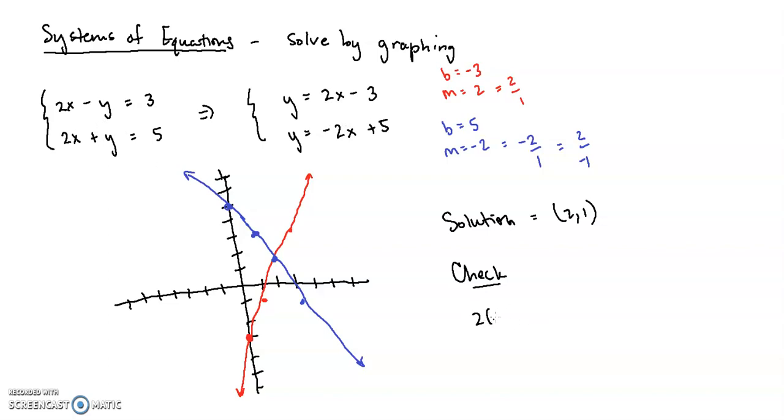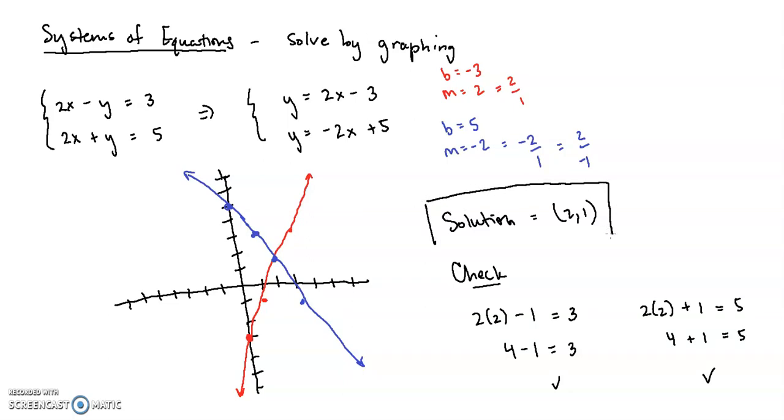So I check the first equation. I plug in 2 for x and 1 for y. That's going to be 4 minus 1 is 3, so that looks good. And we check it in the second equation. I plug in 2 for x and 1 for y, and that also looks good because 4 plus 1 is 5. So graphing by hand gets you at least reasonably close to a solution, but because it's not reliable, I would go ahead and check it as well.